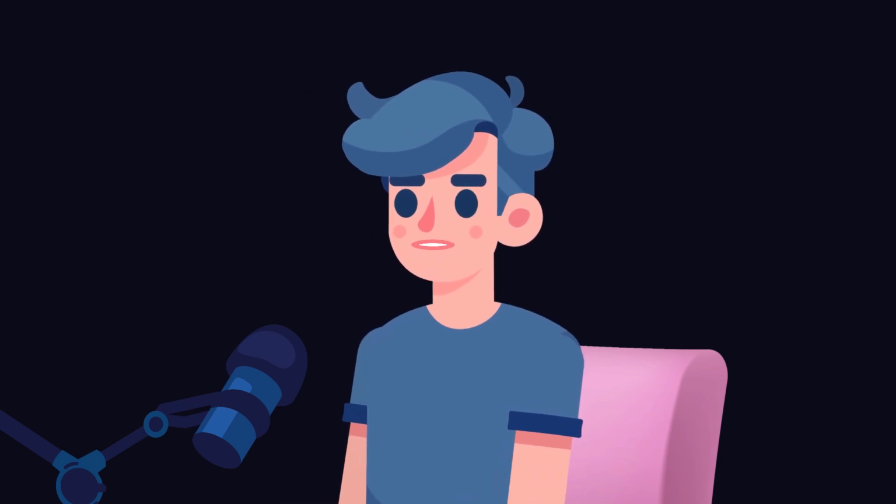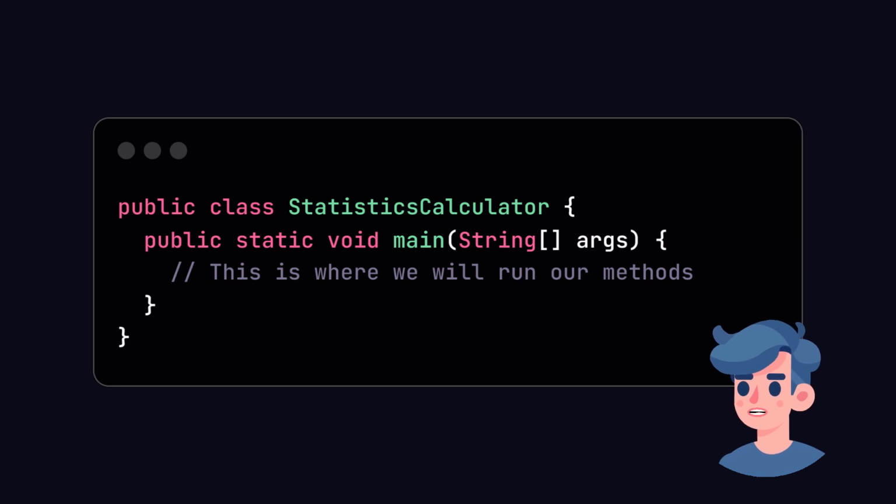Got it? Great. Let's start coding. We will begin by creating a new Java class called StatisticsCalculator. First, let's set up our Java environment. I assume you have Java installed. You can use any IDE, like IntelliJ or Eclipse. Let's write the class definition and the main method.